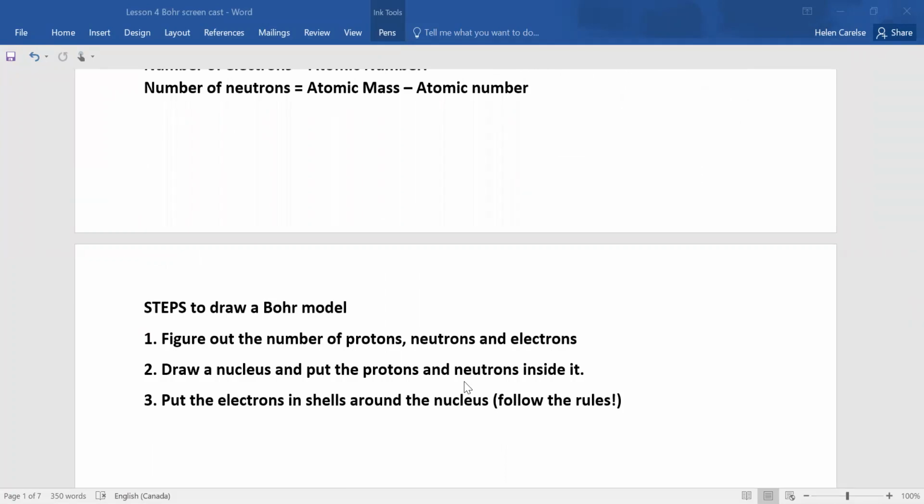So the steps are, number 1, figure out the number of protons, neutrons, and electrons, which we already know how to do. Second step, you're going to draw a nucleus and put the protons and neutrons inside it. And third step, you're going to put the electrons in shells around the nucleus. And there's some rules to follow with that.